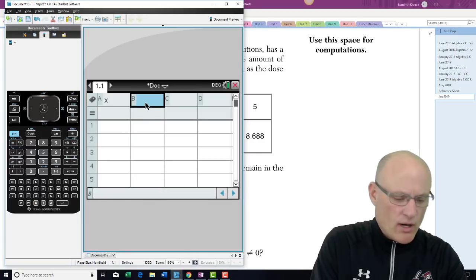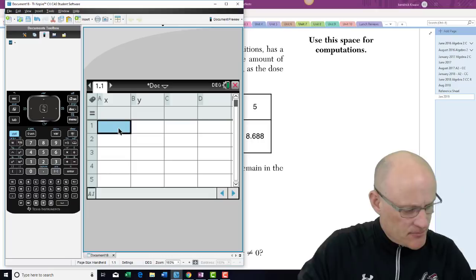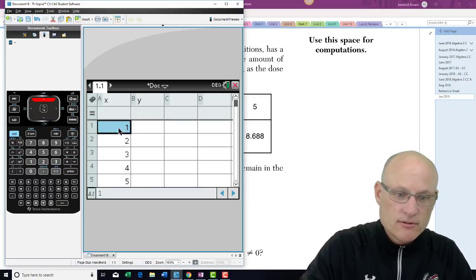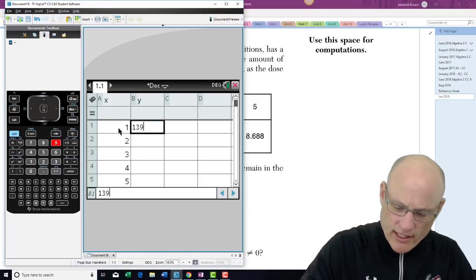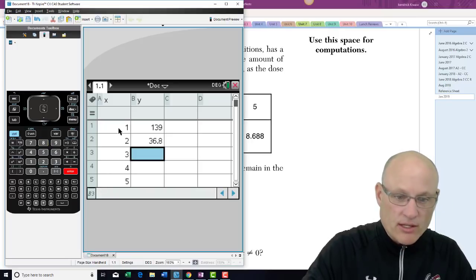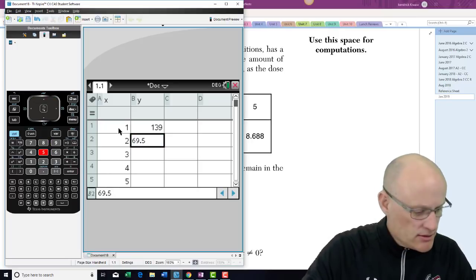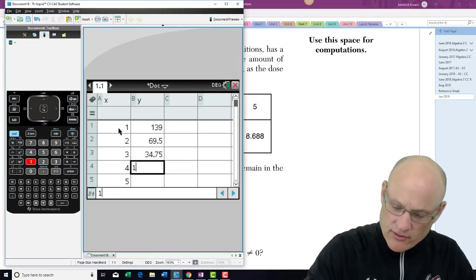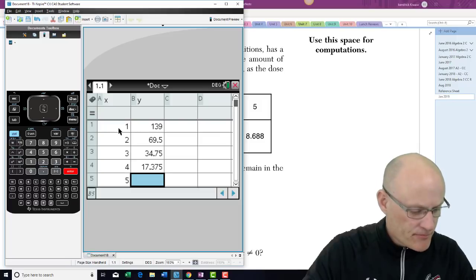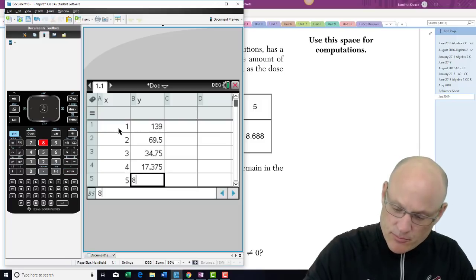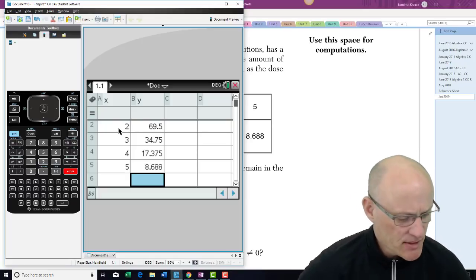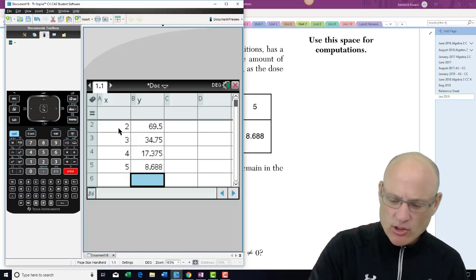X, Y. I'm going to look down. I apologize in a second. 1, 2, 3, 4, 5. 139, 69.5. I'm going to show you another way to do this problem. I should probably get 69.5, 34.750, 17.375, and 8.688. Bam. Okay.